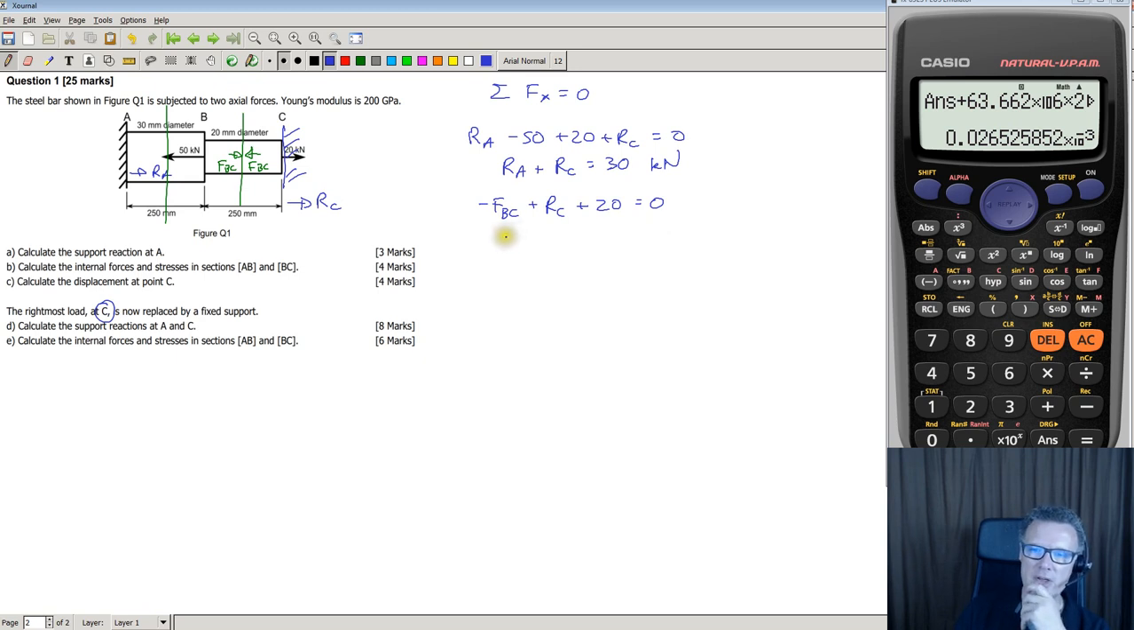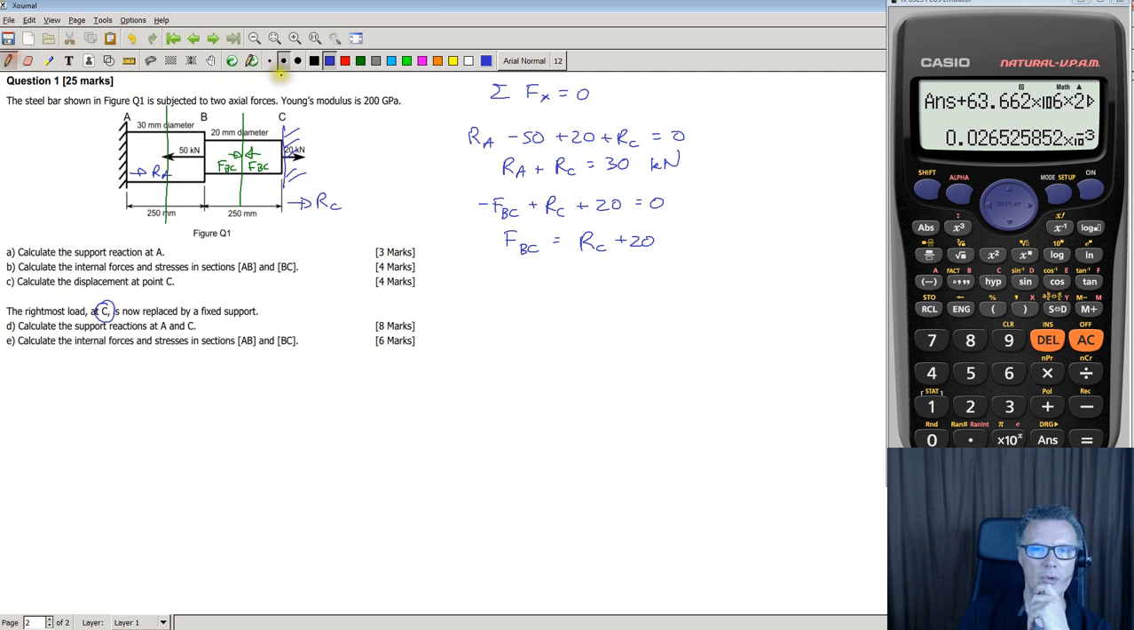Okay, so let's write this as FBC equals RC plus 20. Next, let's do the same thing here. Okay, so we're just looking at this grey section.